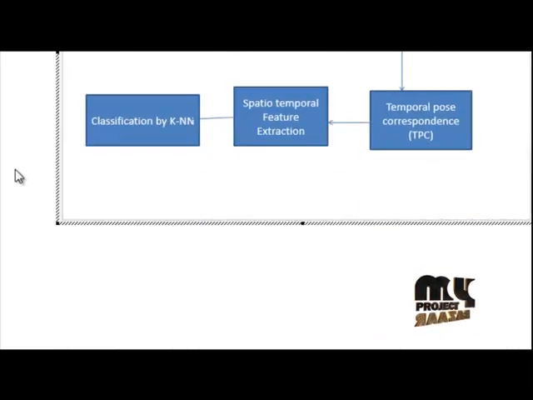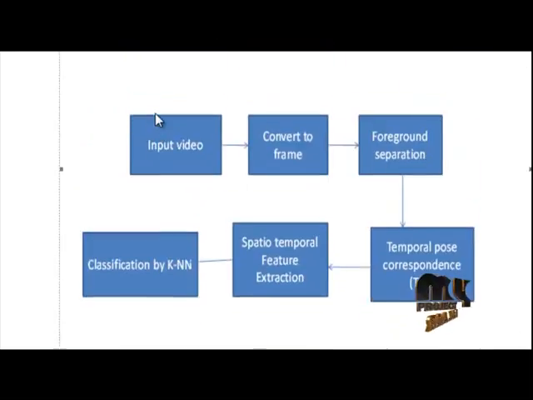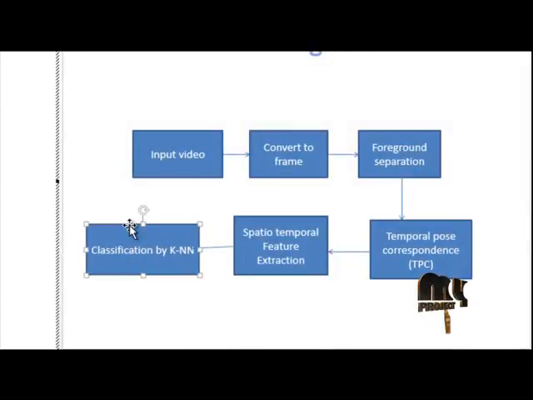Then the next one is the action classification. In action classification, we use a KNN classifier to predict the result about the action. KNN is a non-parametric method for classifying objects based on closest training examples in the feature space. An object is classified by a majority vote of its neighbors, with the object being assigned to the class most common amongst its k nearest neighbors. K is a positive integer, typically small. If k equals 1, then the object is simply assigned to the class of that single nearest neighbor.